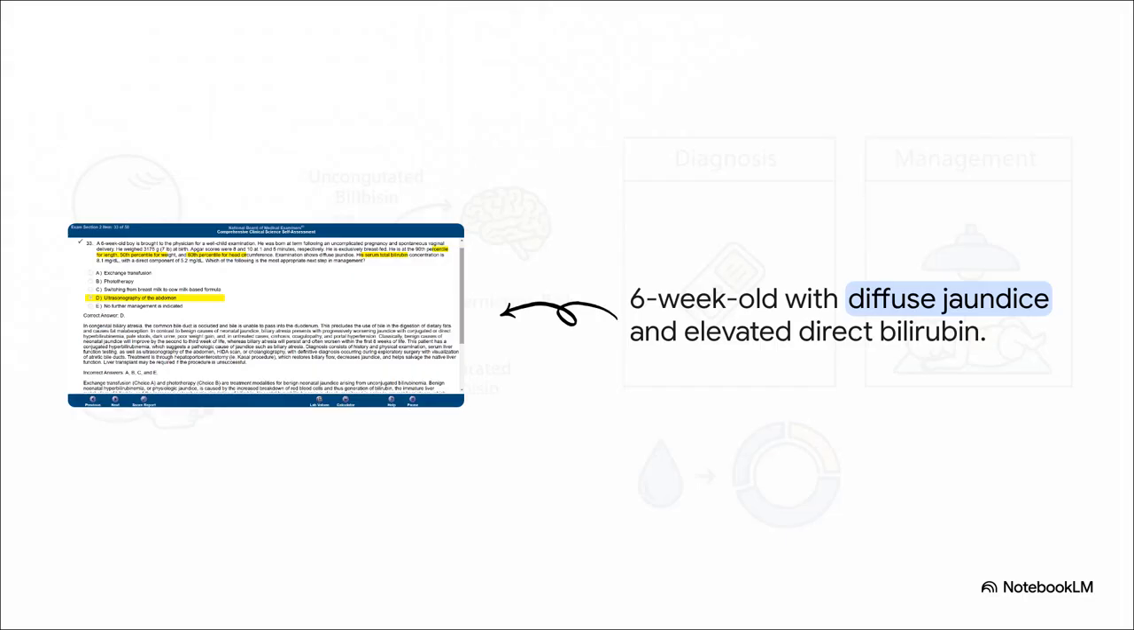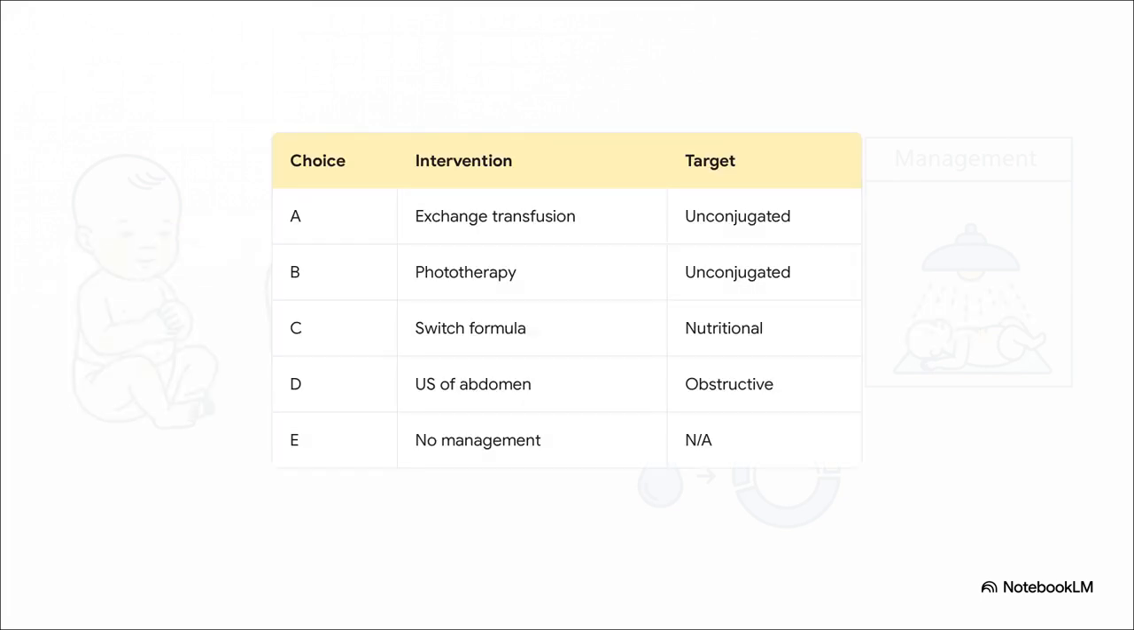Analyzing our next integrated assessment, we're faced with a thriving 6-week-old boy who is exhibiting diffuse jaundice and a direct bilirubin of 5.2 milligrams per deciliter. This is a definitive obstructive pathology, which completely rules out any sort of enzymatic immaturity. We have to act on this immediately. This scenario brilliantly illustrates why we need strict management protocols.